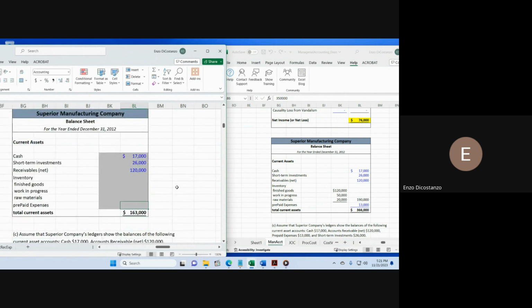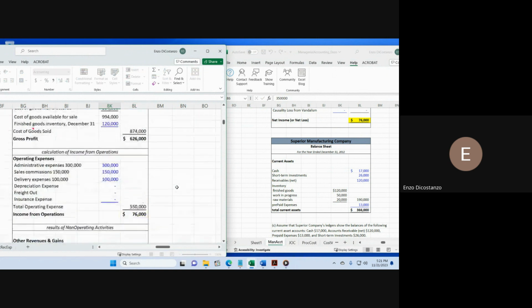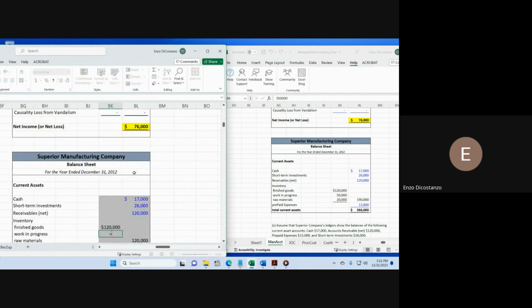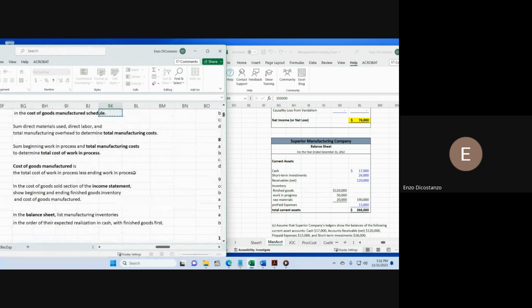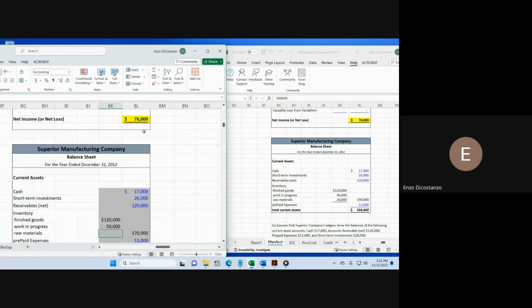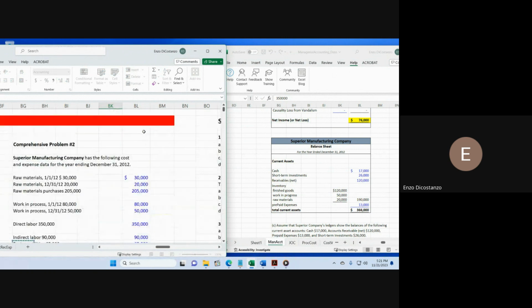Okay, and this is 13, 1, 2, 3. Okay. This is a sum of those three entries, right? 61, 62, 63. Finished goods at the end of the year were 120. Work in process at the end of the year was 50. And your ending raw materials were 20.